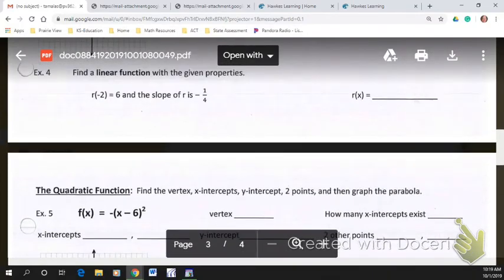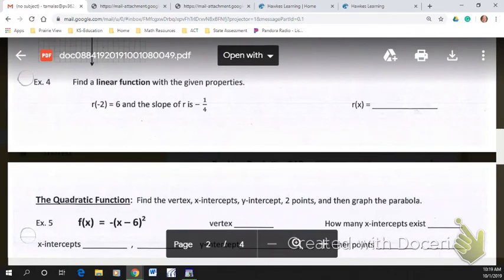Find a linear function with the given properties. Okay, so they're giving me some properties of a linear function. They're saying, hey, r of negative 2 is equal to 6, and you get a slope of negative 1/4. Well, do you remember me telling you what this notation means? It's just a point, right? That's the x and that's the y if you write it in point notation instead of function notation. When you write a point in function notation, it looks like that. So it's really the point negative 2, comma 6. And my slope is negative 1/4.